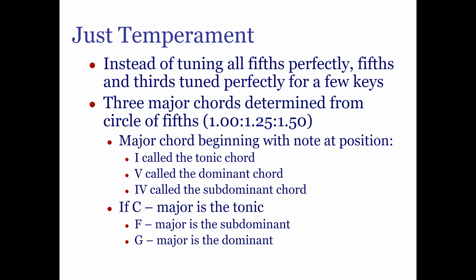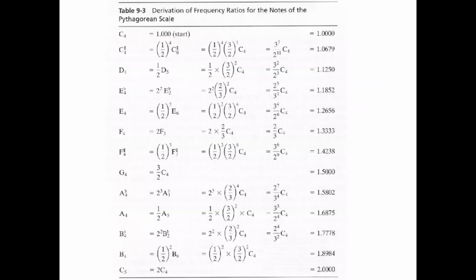And so the people that decided they wanted to play chords started to tune to whatever particular scale they were playing, so that all the thirds in that scale were fine and all the fifths were fine, and they didn't worry about any other keys. If you were going to play something in the key of C, you make sure that the C to E is exactly 1.25, and C to G is exactly 1.5.